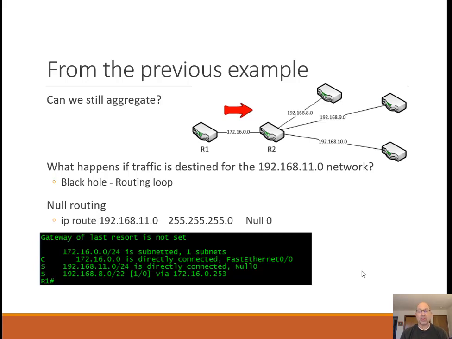So that's a problem. The solution in this particular case is to use something called a null route. And so that's what the routing table would look like there. I can aggregate 8, 9, 10 together, and then I would tell the router that that other smaller address chunk is going to a null route. And that saves us from the routing loop. Doesn't save us from trying to get there, but it saves us from the routing loop.